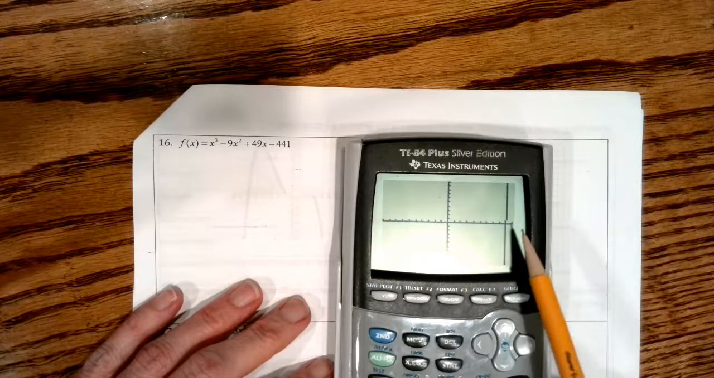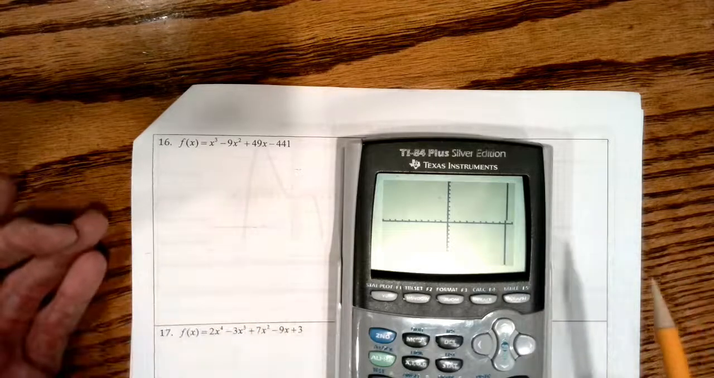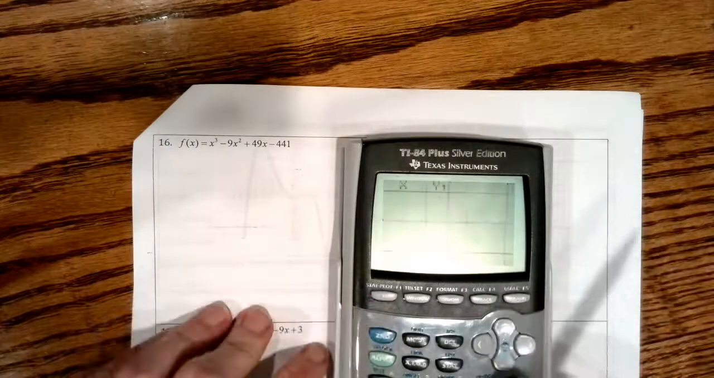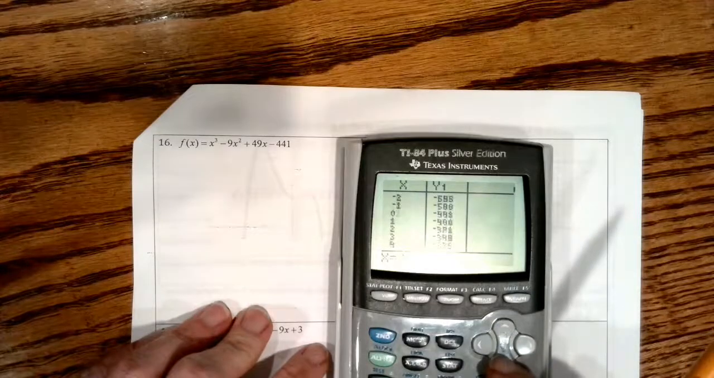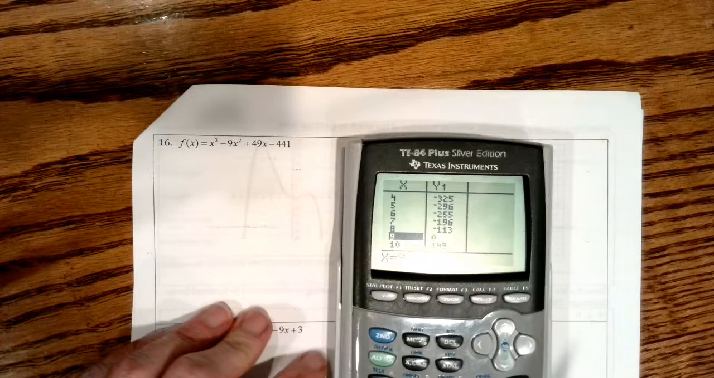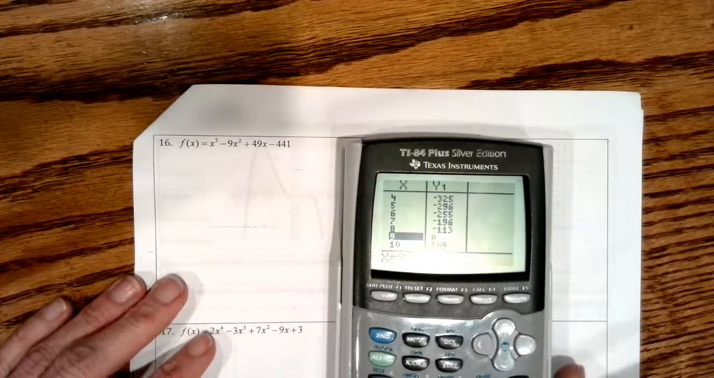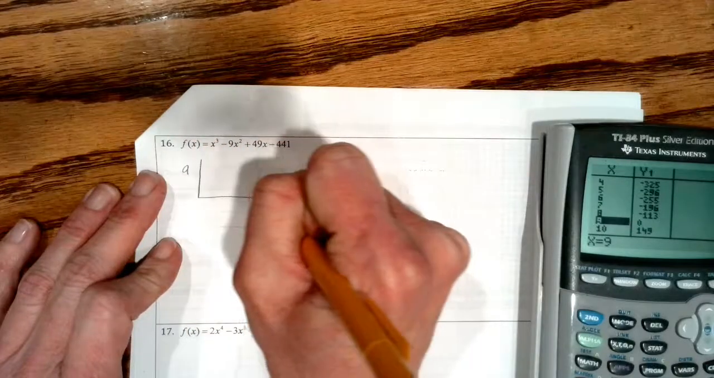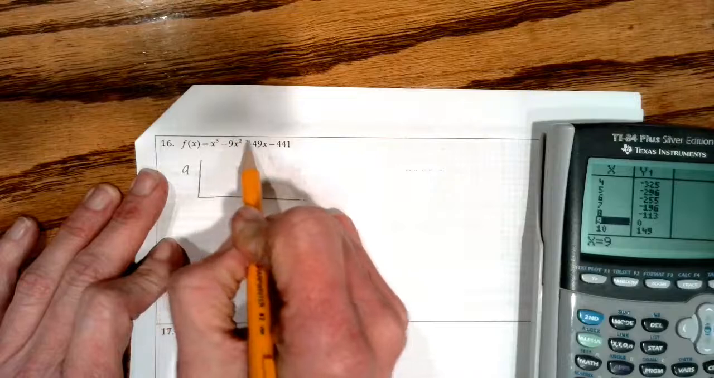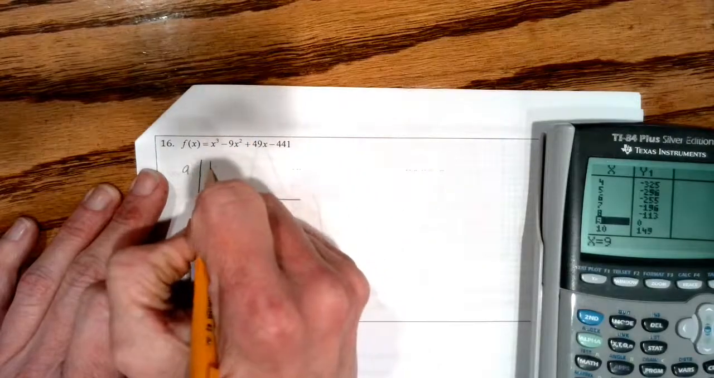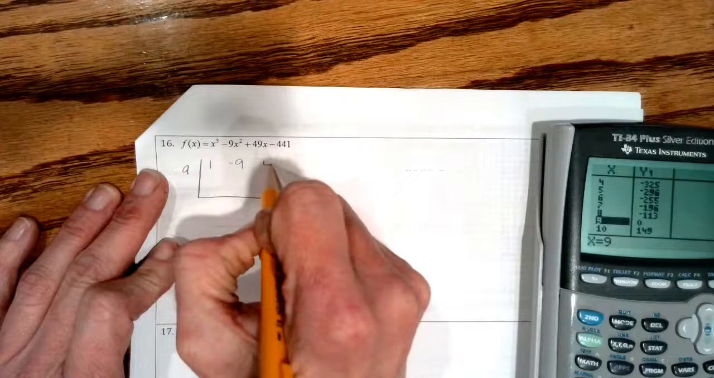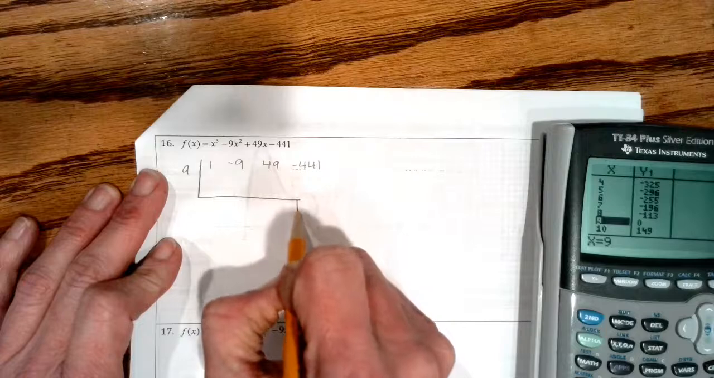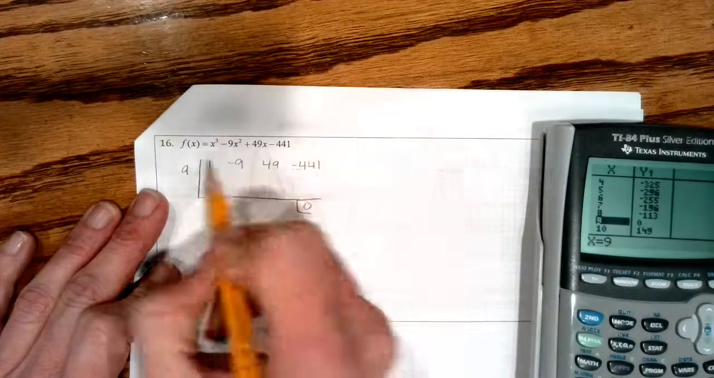When I graph, I can see something happening here. I don't know where the rest of the graph is. Let's hope that's a 0. So I go to my table and look, and there it is. I see a 9 goes in evenly. So I'll synthetically divide by 9, with the coefficients 1, negative 9, positive 49, and negative 441. If I do it right, I get a 0.